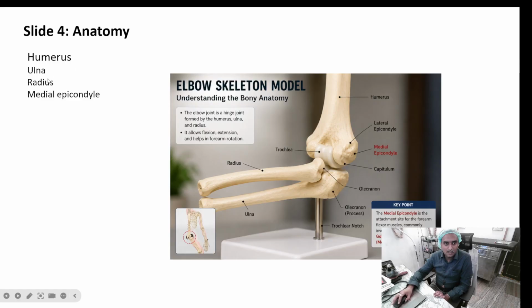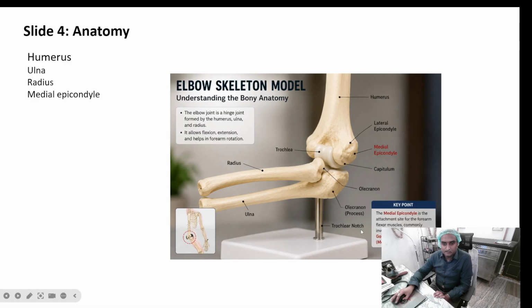Anatomy: humerus, ulna, radius, epicondyle. So everything I have explained. Here is the humerus. Here is the lateral epicondyle. And this is the medial epicondyle. This is the capitulum. This is the olecranon fossa, and this is the trochlea, this is the radius, this is the ulna, this is the olecranon process.